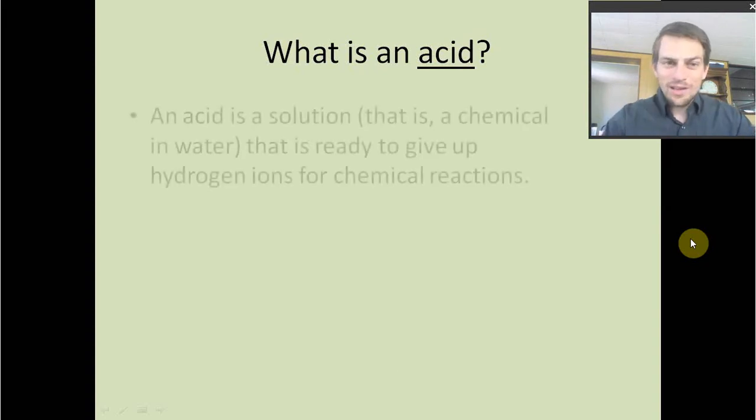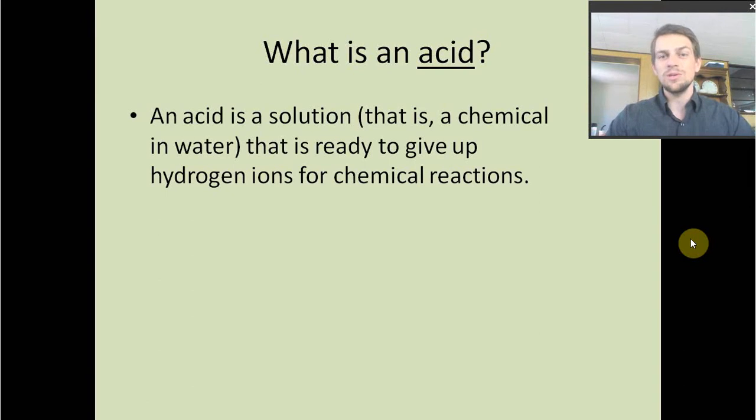But scientifically, an acid is a solution, which is a chemical in water. So a solution is just when you have some chemical mixed up and dissolved in water. It's a solution that is ready to give up hydrogen ions for chemical reactions. So we've learned about our elements using our periodic table, so you should know what hydrogen is. It is symbolized with an H, and it is actually just about the simplest element that we have. It's just a single proton and a single electron.